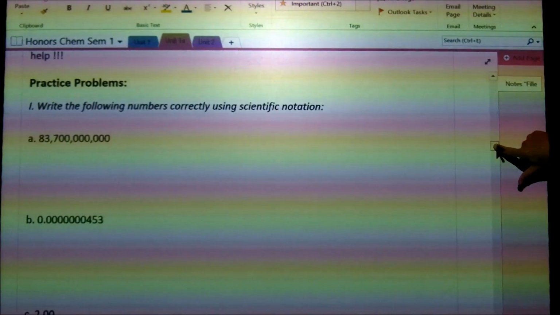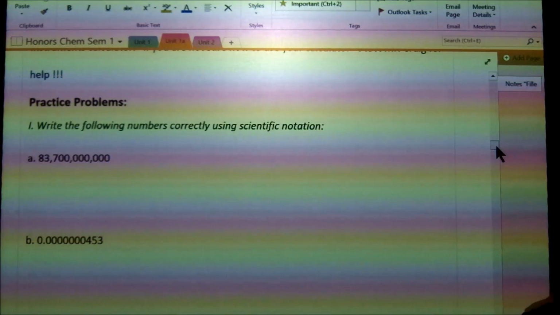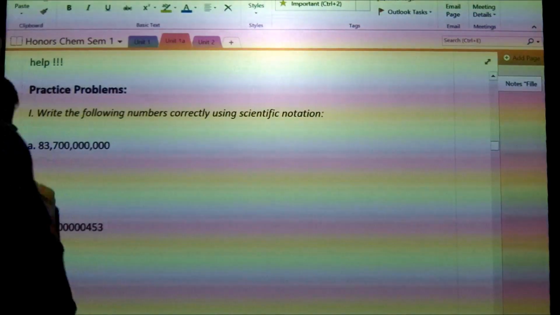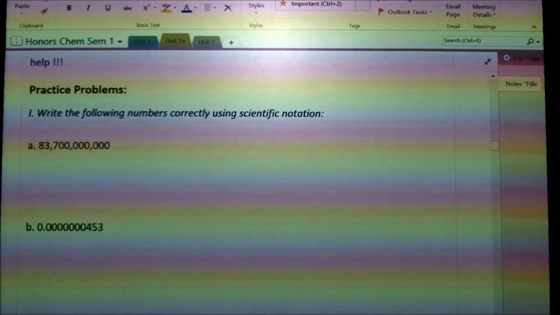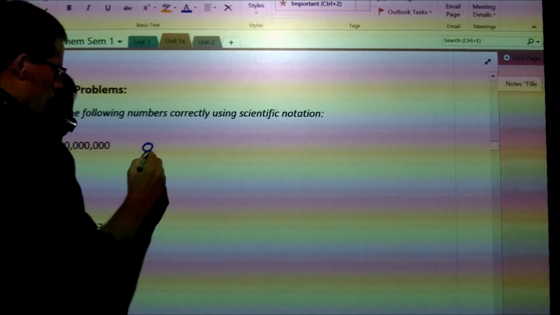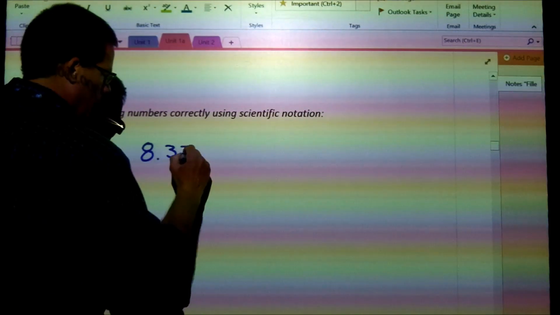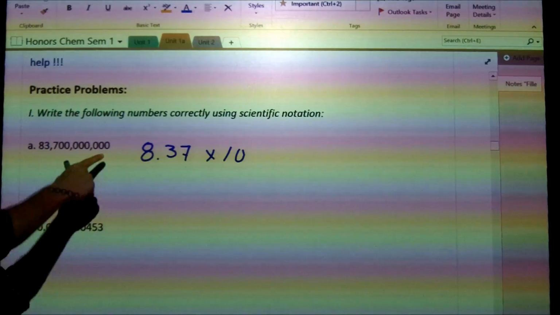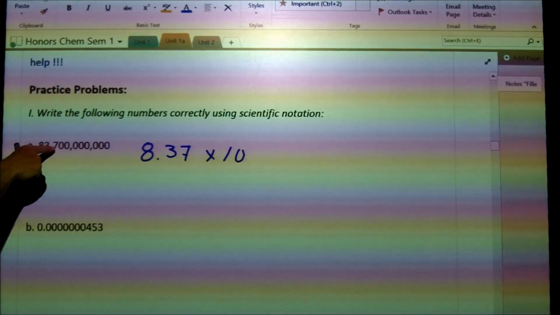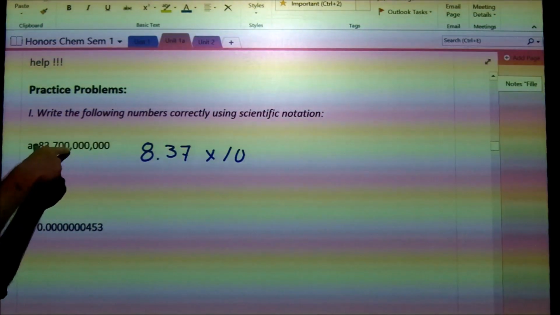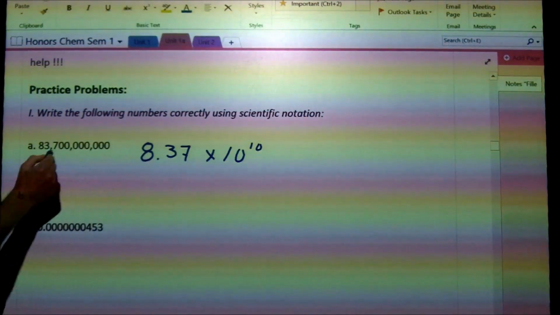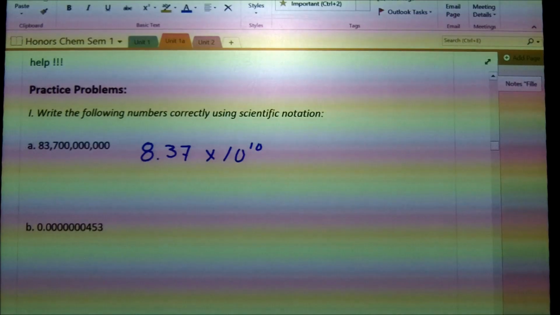Okay. So let's write the following numbers using correct scientific notation. Okay. How would I write A? So 8.37 times 10, and how many times do I move the decimal over? 10. So I go 3, 6, 9, 10, right? 3, 6, 9, 10. So we always want to move the decimal over until it's just behind the other one. Okay?